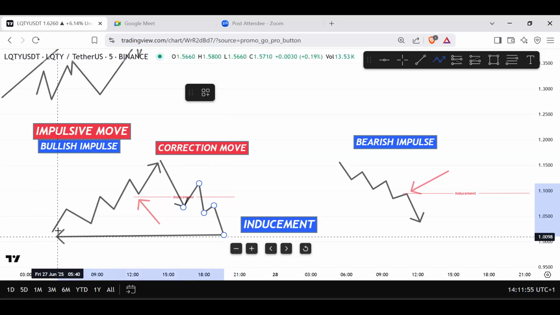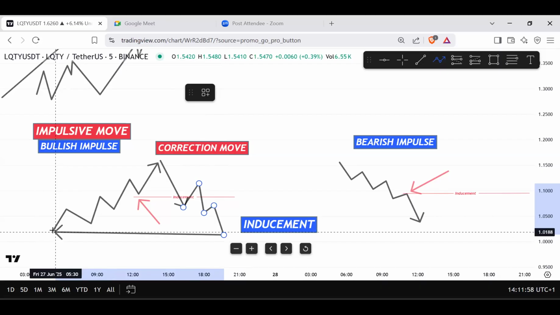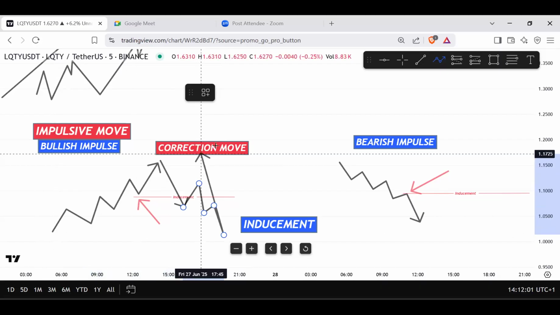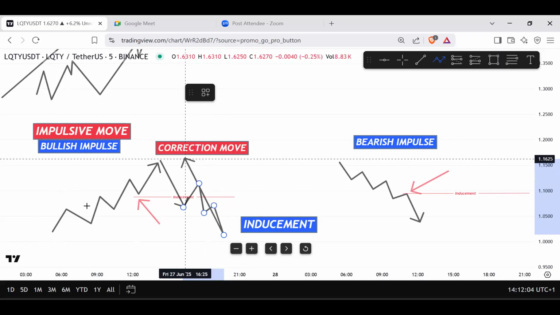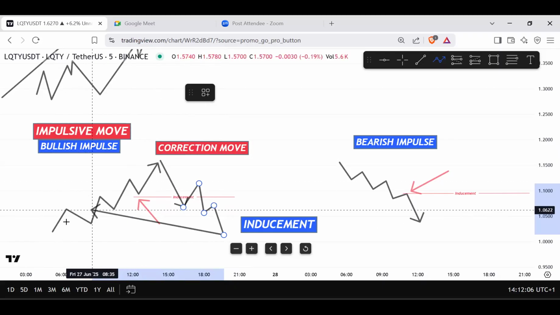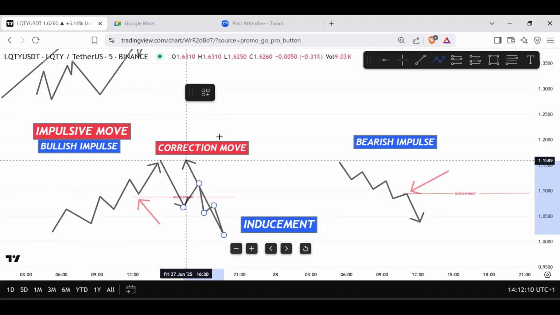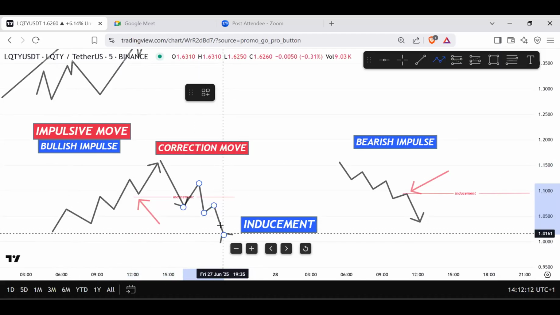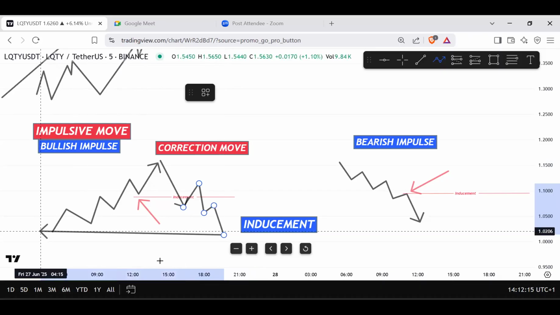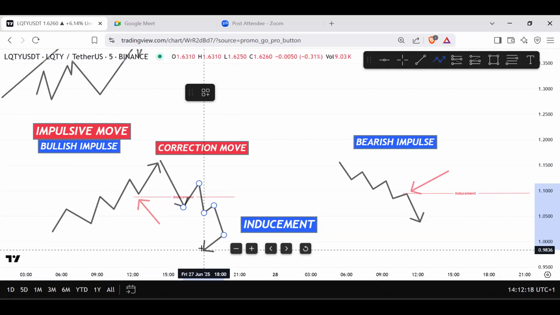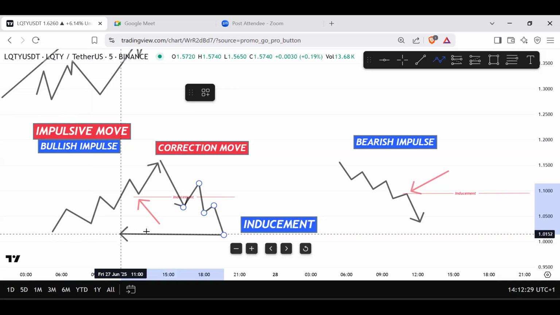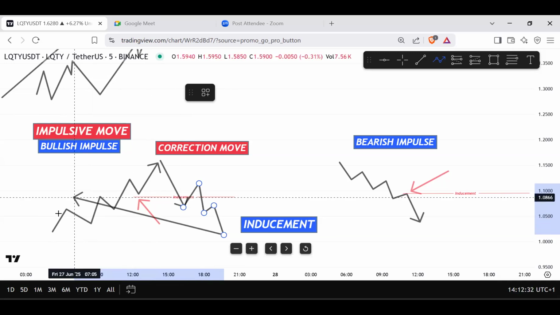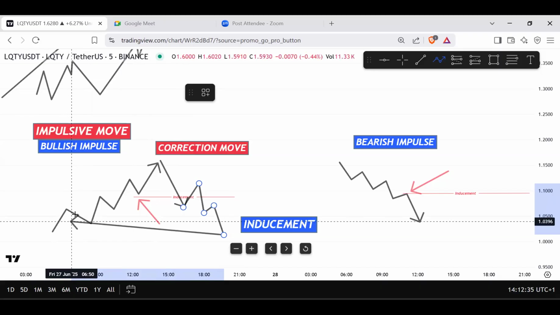So as long as it didn't break that, if it did not break below where this impulsive move started from, it is still correction. But if it breaks below it, the trend has changed. So once the market crosses the point, what do you call this? The first point, is it the point of origin? The place where the impulsive move started from.